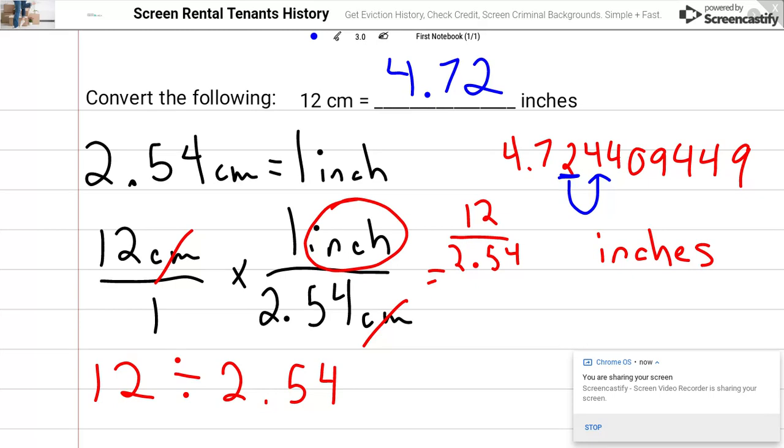Stay tuned for a 2-step conversion where we go from metric to customary in those 2 steps.